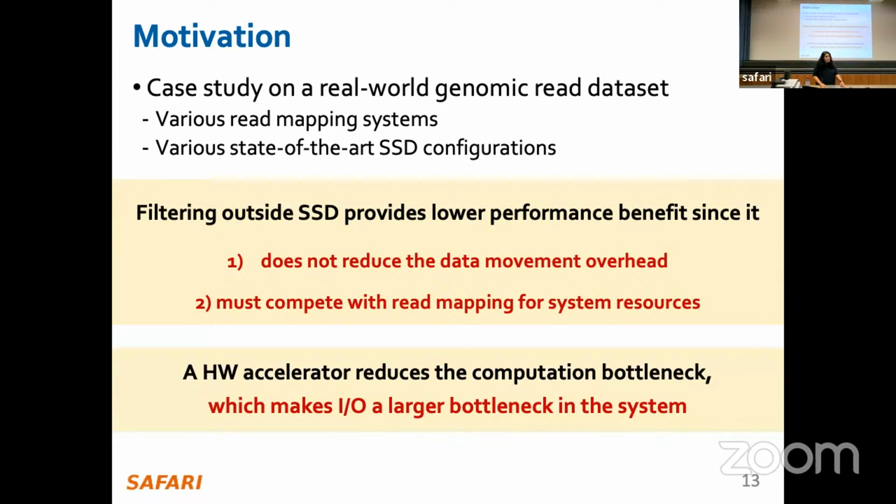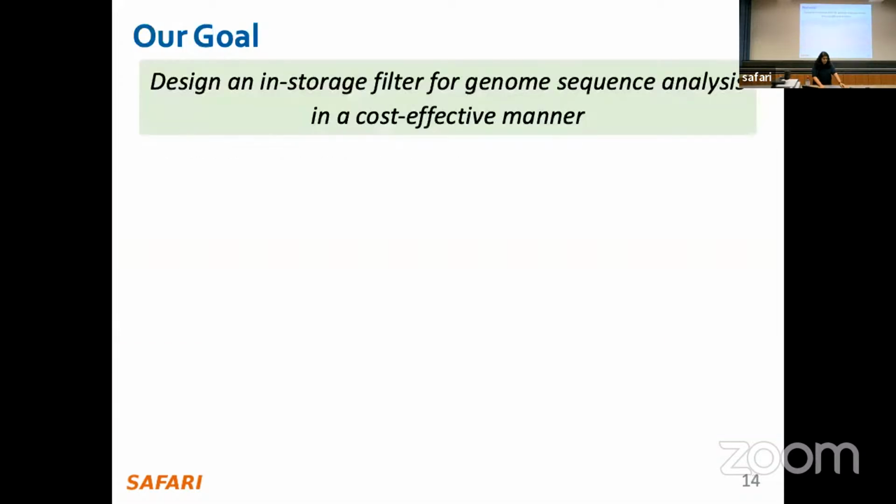And we also observed that a hardware accelerator that reduces the computation bottleneck makes IO even a larger bottleneck in the system. That is an important point because over the past few years, as I mentioned, a lot of effort has been put into improving read mapping performance. And now it shows that IO is emerging as a more important issue going forward that needs to be addressed.